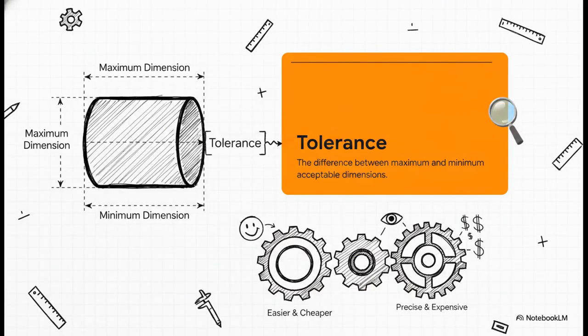Now, if you take that maximum acceptable dimension and subtract the minimum acceptable dimension, you get your tolerance. Tolerance is the total zone of acceptable variation. It's exactly how much wiggle room or error a design can safely handle without breaking down. And here's the real-world catch. The bigger the tolerance, the cheaper and easier it is to make. The smaller the tolerance, well, that requires way more precision, which means it gets expensive fast.